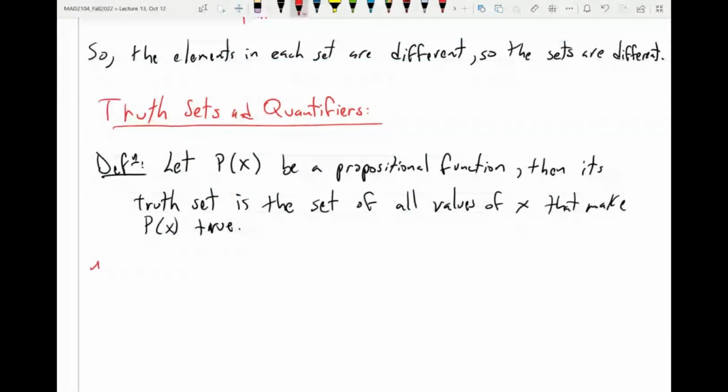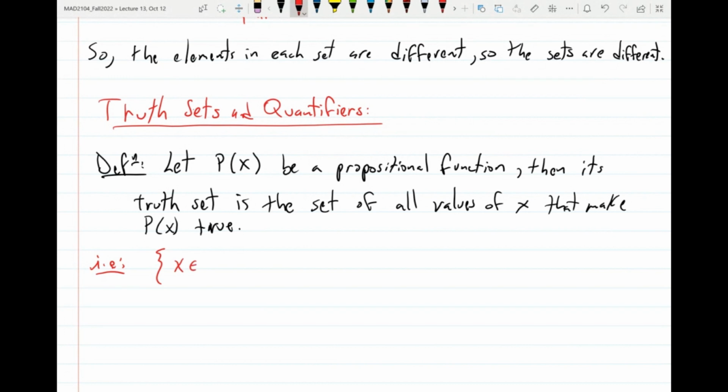So in set notation, the truth set of P of X is the set of all X in D, the domain of the propositional function. Remember, we need to have a domain when we talk about these things. So all X's in the domain such that P of X is true. Formally, I don't really need to write "is true." If I say such that P of X, it is implied that I mean such that P of X is true. In other words, it's just the values in your domain that make the propositional function true. Okay? We call this the truth set.